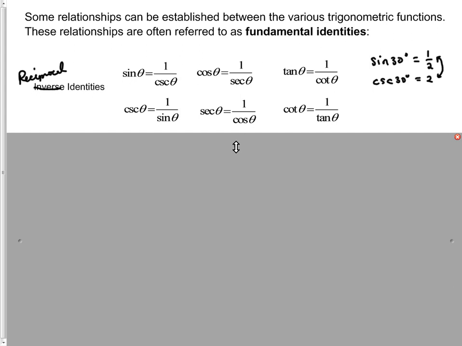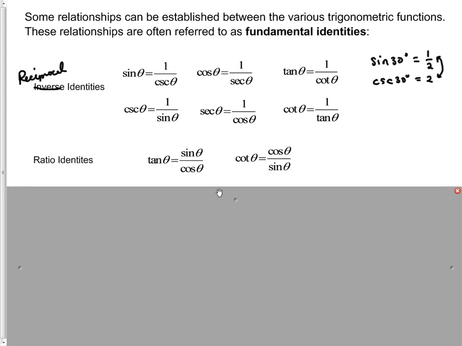We also have a couple of ones that are called ratio identities. And with these ratio identities, we can find that the tangent of an angle is equal to the sine over the cosine of that same angle. I'll give you another example. When we talked about the sine of 45 degrees, the sine of 45 degrees was equal to the square root of 2 over 2. And the cosine of 45 degrees was also the radical of 2 over 2.